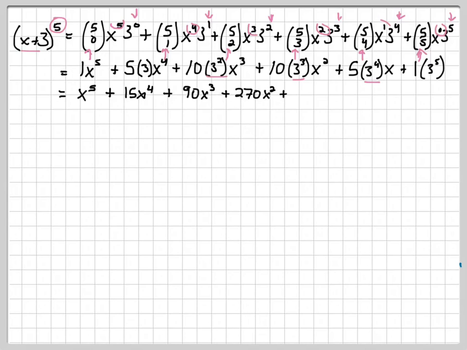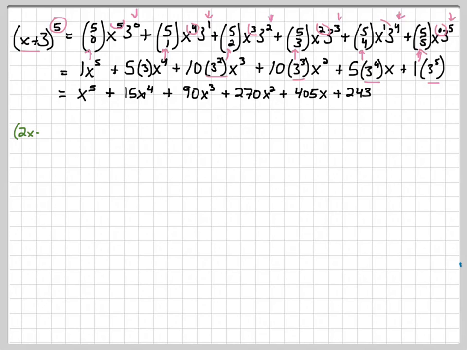3 to the fourth power is 81. 81 times 5 is 405, x. And then finally we have 3 to the fifth power, which is 243. So there we go. Expanded out nice and neat. Not the most complicated of processes, but definitely a lot of steps in there, a lot of places to make some simple mistakes, but you get the idea here.